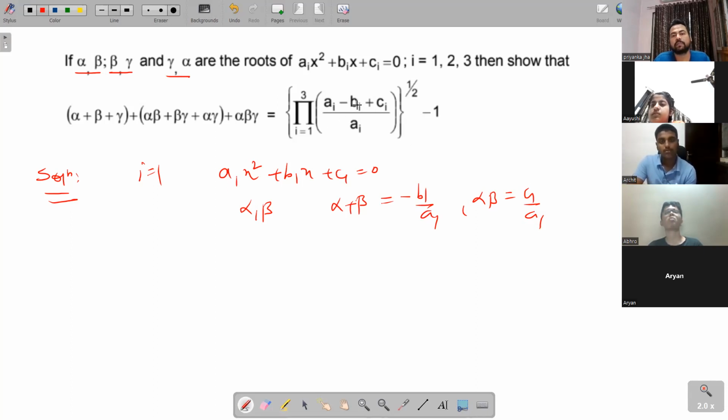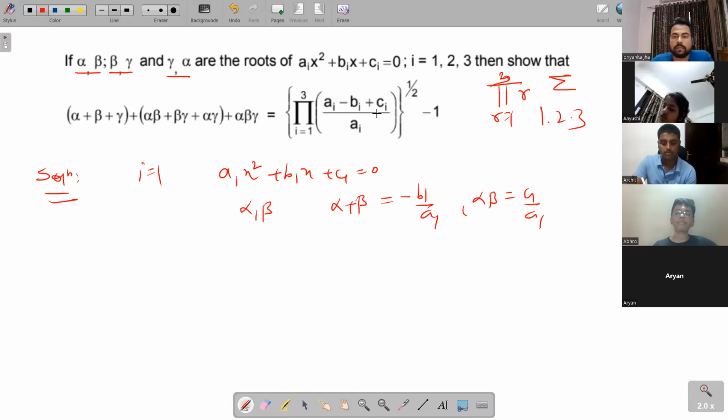Now, see, try to identify this thing. This is like a1 minus b1 plus c1 upon a1. See, this is the sign of product, multiplication. So if I write pi, i equal to 1 to 3, it will be like 1 into 2 into 3 and like that. So this is the multiplication sign. Like we have sigma, this is for summation, na? So this is for multiplication. Now, if you see a1 minus b1 plus c1 upon a1 into, if you put i equal to 2, a2 minus b2 plus c2 upon a2 into, put i equal to 3, a3 minus b3 plus c3 upon a3, right?